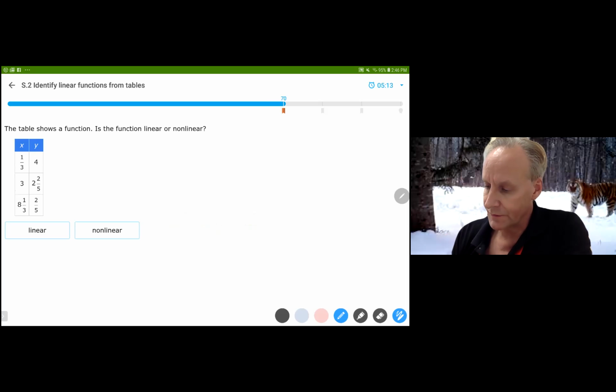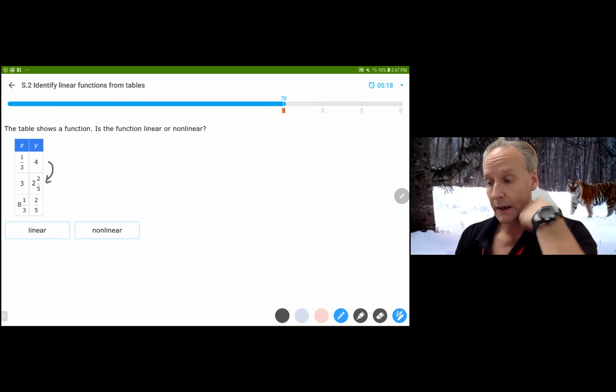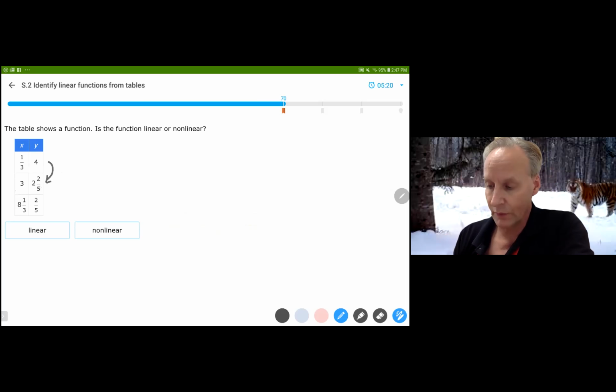From 4 to 2 2/5. If you need a calculator, you can do it. You might want to think of this as 2.4, and the difference is we went down 1.6. I'm going to go ahead and say I went down 1 3/5.